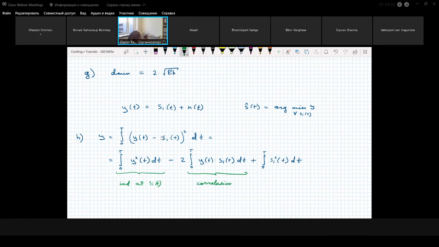Let's look at the last part. The last part gives information about the energy of the candidate, and it's constant. For our task, we consider it a constant, because for all candidates we have the same energy. We can ignore it, or we can say that for this task, it's independent.